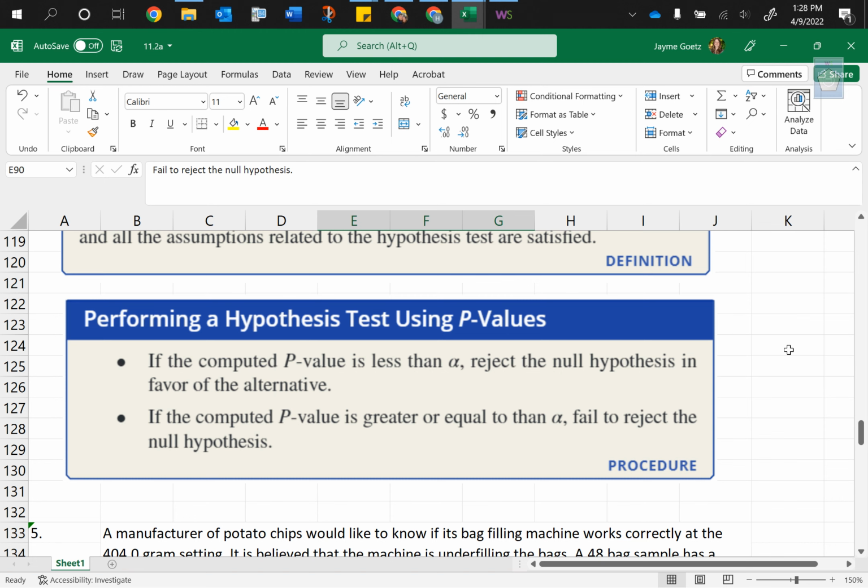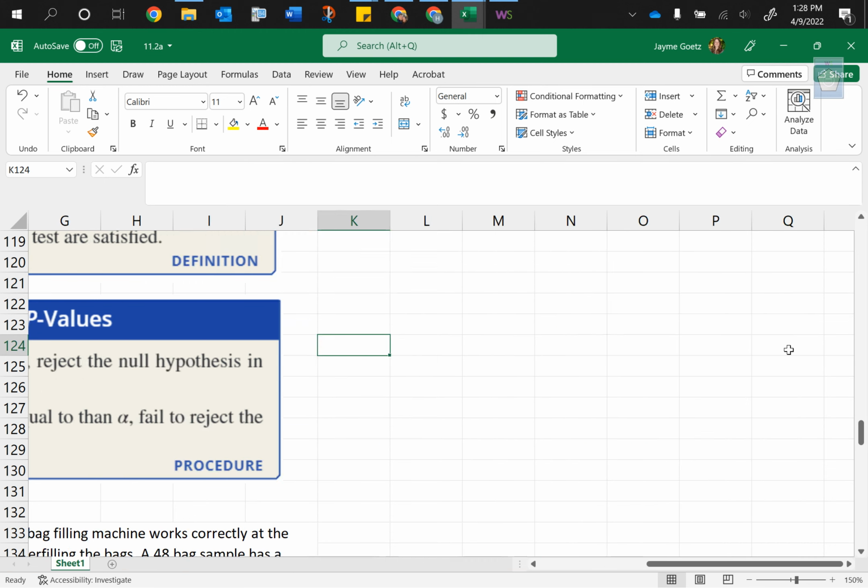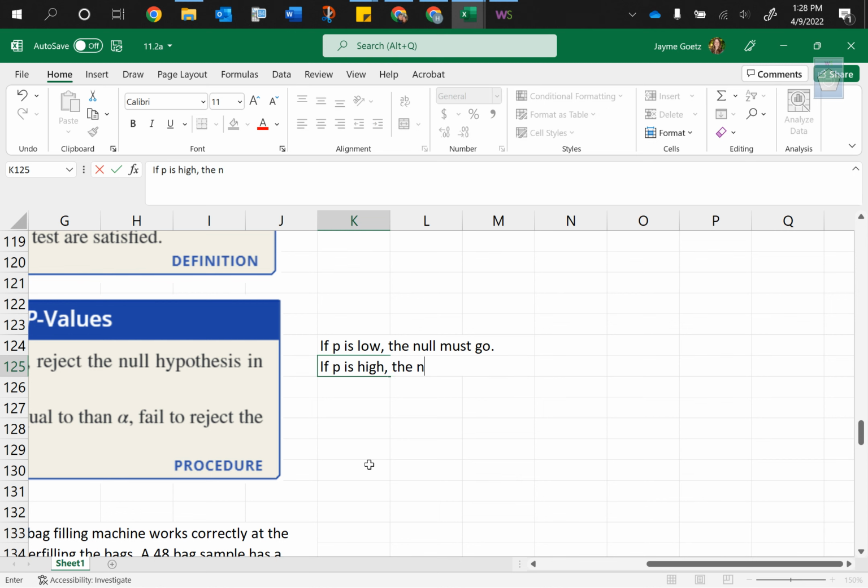There's actually a little phrase that one of my former teachers taught me, and it's very catchy. It's going to help you a lot right here. And that phrase is, if p is low, the null must go. Also, if p is high, the null must fly. So if p is low, the null must go. We have to reject it. All right? If p is high, the null must fly. We're going to accept it.